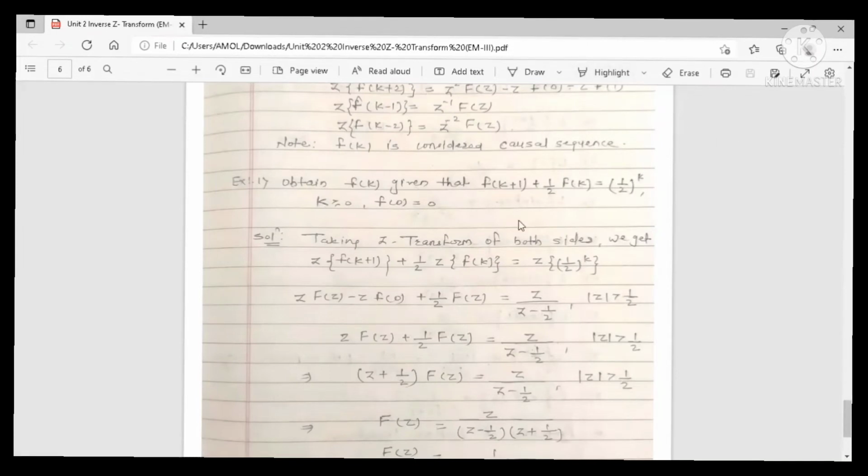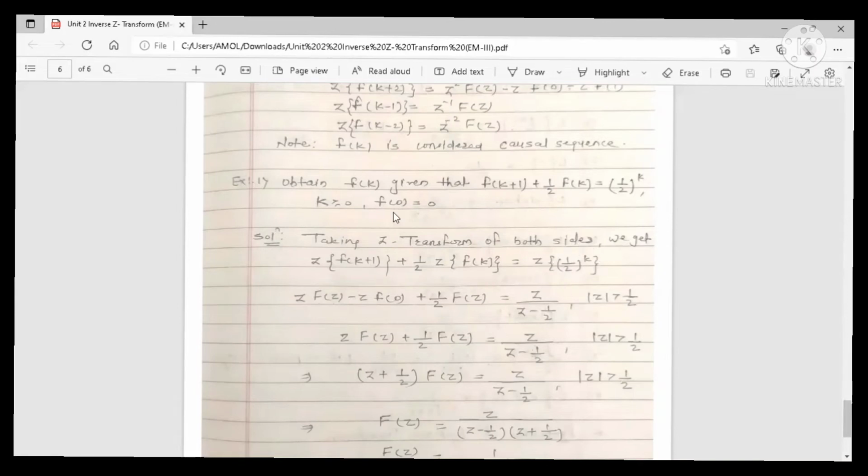We are going to solve this difference equation using Z transform. Now, taking Z transform on both sides, we get Z transform of f of k plus 1 plus 1 by 2 into Z transform of f of k is equal to Z transform of 1 by 2 raised to k. Now Z transform of f of k plus 1 is Z into f of Z minus Z into f of 0, plus 1 by 2 as it is Z transform of f of k, which is f of Z, is equal to Z transform of 1 by 2 raised to k.